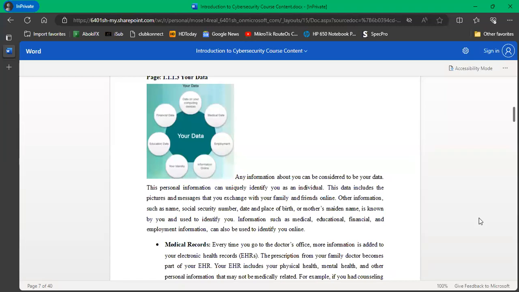Now, if you see the picture on that page, it says your data on your computing devices: medical data, employment information, online identity, education data, and financial data. These are all data.